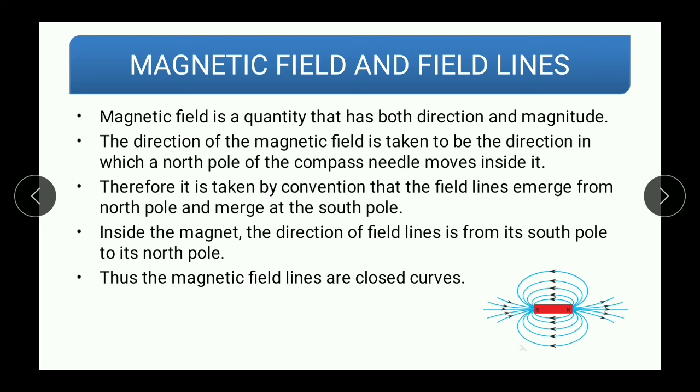Okay, they are closed curves, they are not open curves, though you might feel that these are open lines. No, but here somewhere they are going from north pole to south pole, and inside it is going from south pole to north pole. Here we cannot show all the lines, but they are there. So magnetic field lines are closed curves.